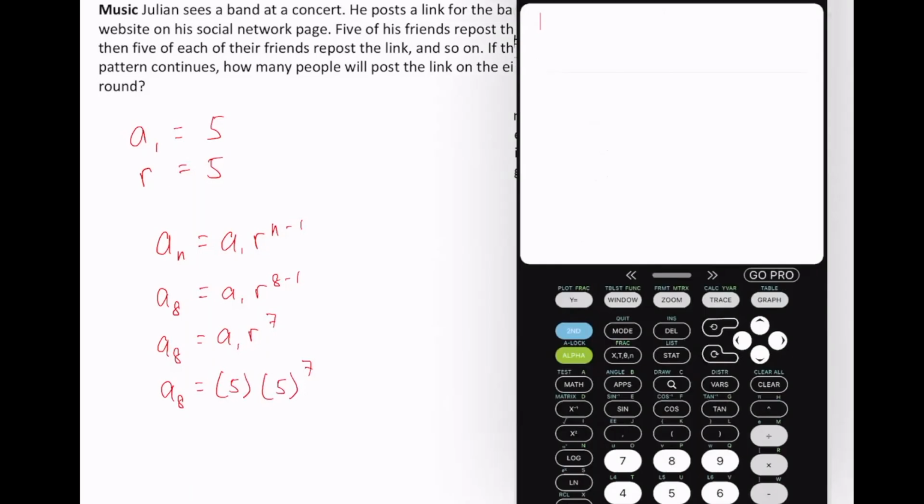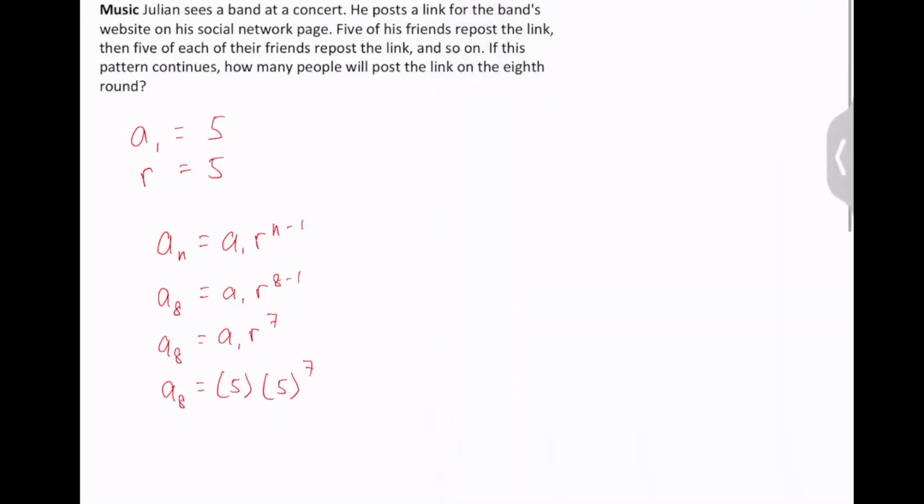So we have 5 times 5 to the 7th power, and that gives us 390,625. So that means that on the 8th round of reposting, there will be 390,625 students who repost. Let's see another question.